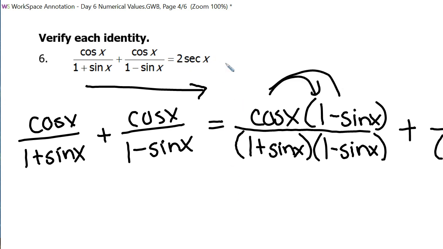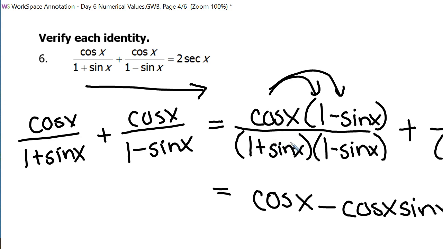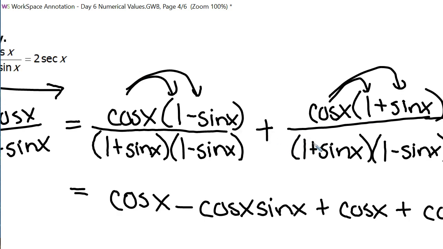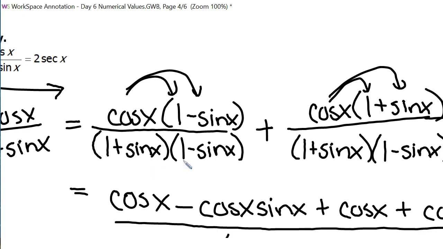Now go ahead and distribute. So cosine of x times 1 would be cosine of x. Cosine of x times negative sine of x would be negative cosine of x, sine of x. And cosine of x times 1 would be cosine of x, and cosine of x times sine of x would be cosine of x, sine of x. And the denominator is still 1 plus sine of x, 1 minus sine of x.